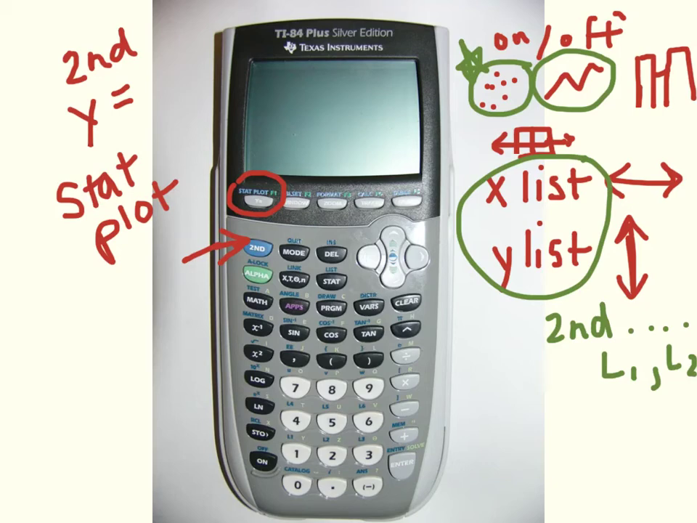The last thing on the stat plot screen is the mark. How do you want to mark your points? You can mark it with a teeny tiny dot. You can mark it with the donut dot, which is what I call it, or you can mark it with a little bitty plus. Those are the different kinds of marks.